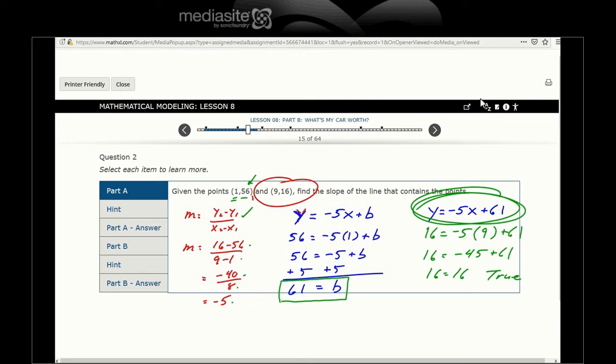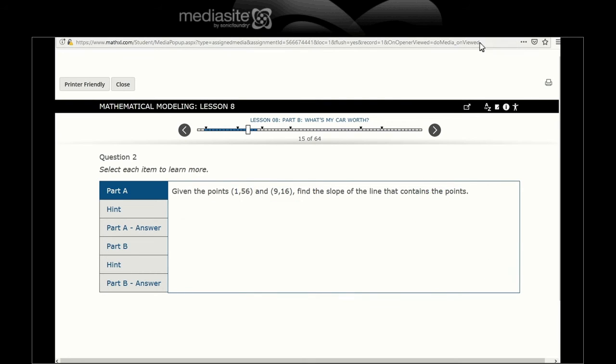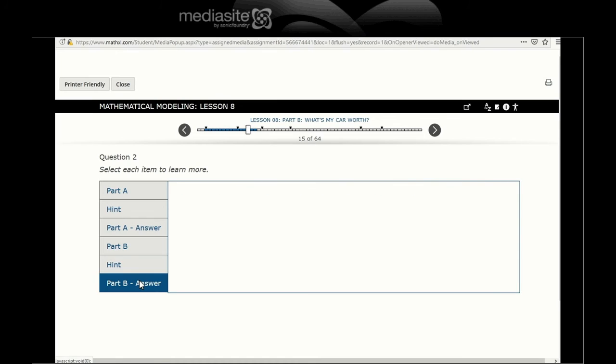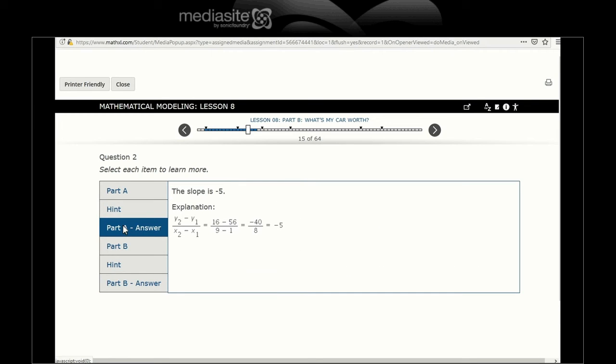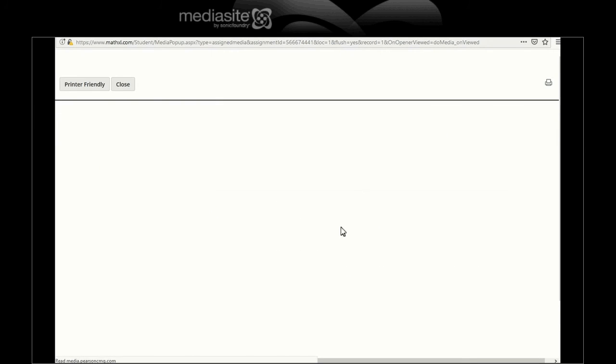Well, let's see. Given the points (1, 56) and (9, 16), find the slope of the line that contains the points. Can we just do that one? Yeah, we just did that. Was it a button wrong?